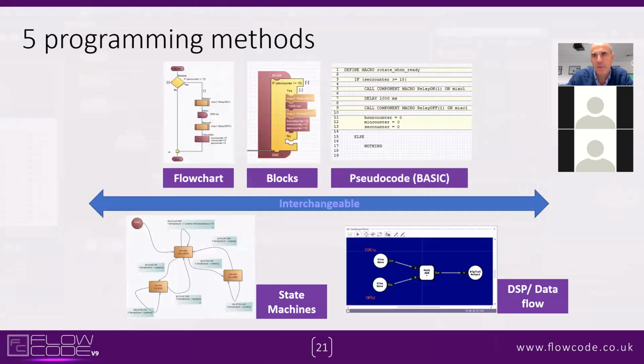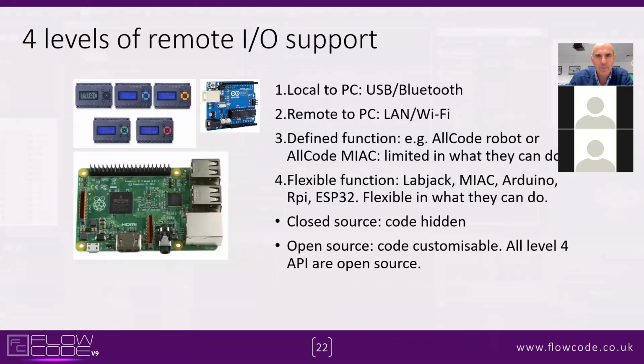There are 5 programming methods here. So the interchangeable ones here are flowcharts, blocks, and pseudocode. We're not doing C, of course, because it's for a PC. And those are interchangeable, and you can have state machines, and you can have data flow. So a good choice of programming.